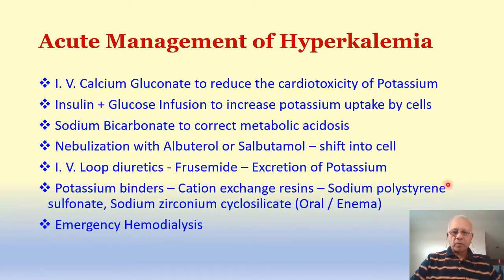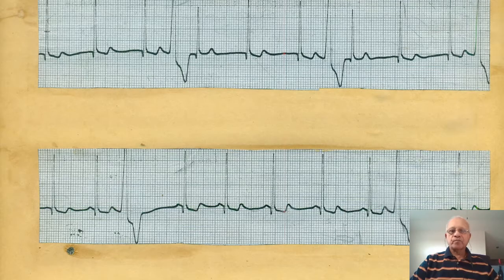The other thing is potassium binders like cation exchange resins, such as sodium polystyrene sulfonate and sodium zirconium cyclosilicate, which can be used orally or given as a retention enema, which can remove potassium. Of course, there is always the possibility of an emergency hemodialysis, which you can do. So friends, I hope you have all answered these questions properly. We'll go on to the next case.